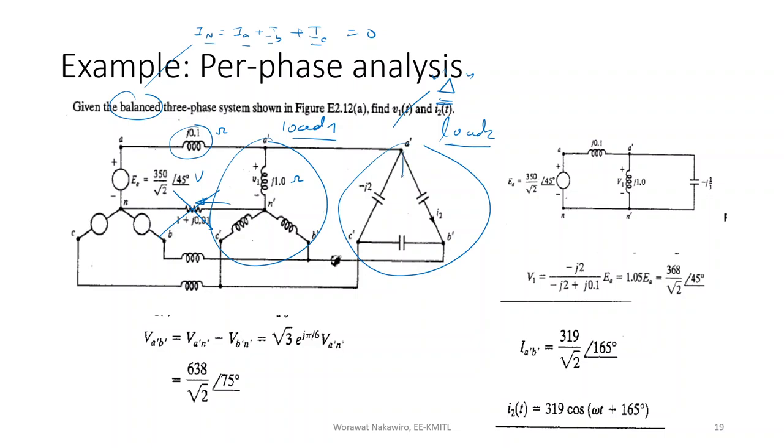Now you need to transform this from delta load to star. Okay, what is the equivalent impedance of this? If you remember from the circuit class, the delta to Y conversion is pretty simple, right? For example, we want to find this one. It's the product of these two divided by the sum of all these impedances. So by having this equal impedance for each of these phases, the summary is that the impedance of the Y connection is just 3 times less than the impedance of the delta. So this becomes negative j2/3. Okay, negative j two thirds.